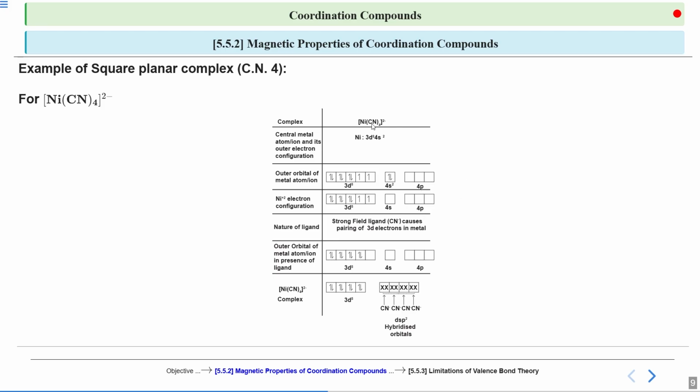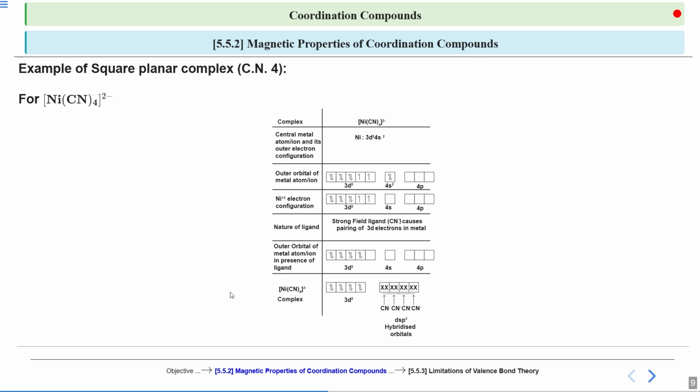Now we observe the nature of the ligand present in this complex. The ligand present is cyanide, which is a strong field ligand and causes pairing of the 3d electrons in the metal. Due to the presence of a strong field ligand, the electrons are going to be paired up. So the 3d8 electrons, which had two unpaired electrons, get paired up. The outer orbitals of the metal ion in the presence of the strong field ligand will look like this, where all the electrons are paired and you get one empty 3d orbital to participate in the hybridization, with 4s0 and 4p0.